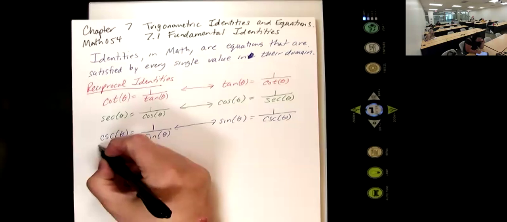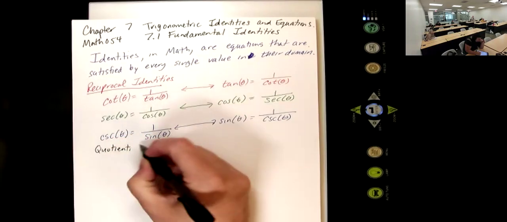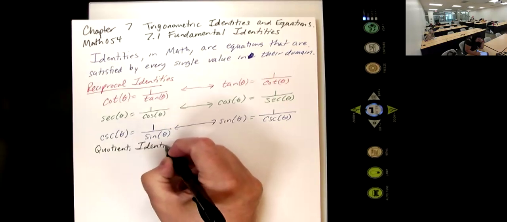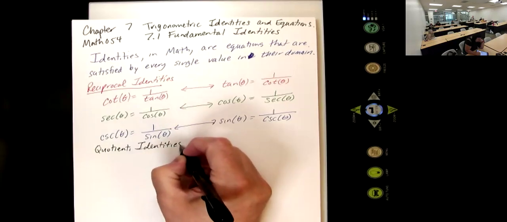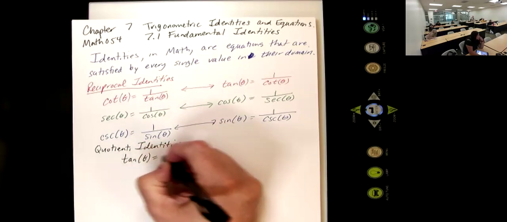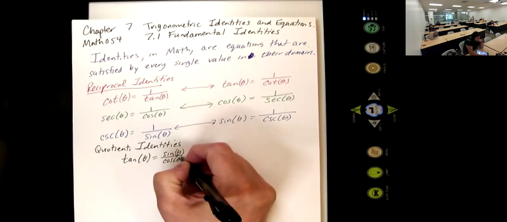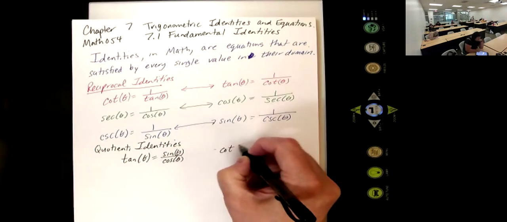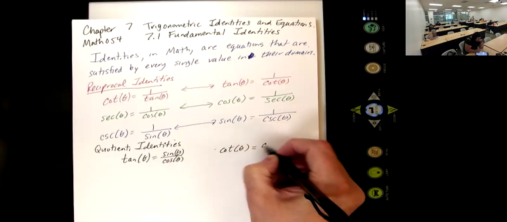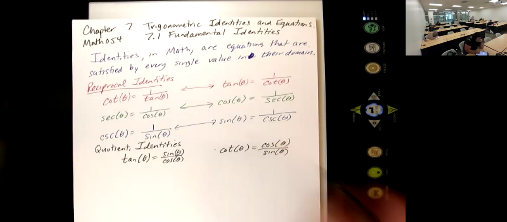Quotient identities. Tangent is sine over cosine. And cotangent is cosine over sine. These are ones you know.